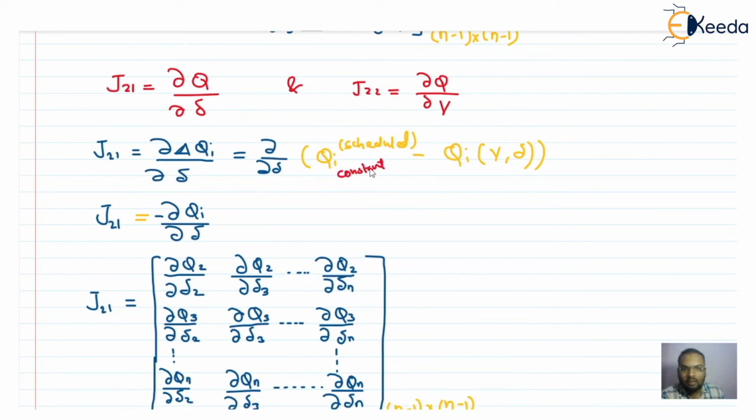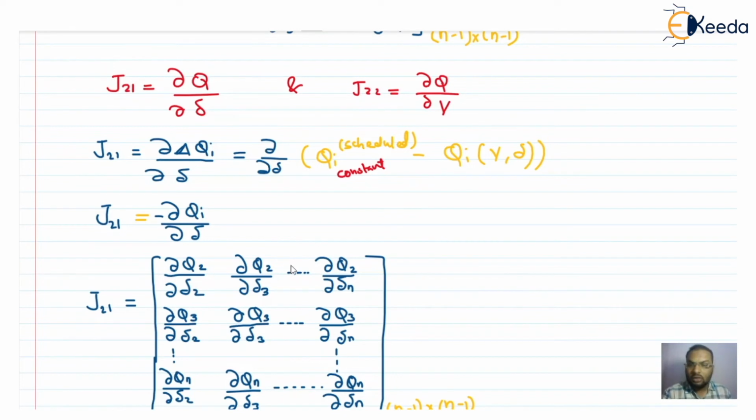The differentiation of the constant variable is nothing but 0. So we'll get this minus partial differentiation of Qi with respect to phase angle. So again, we are getting a negative. That is why the minus sign, once I have taken the common, and the minus sign which was there outside the Jacobian matrix, it is now getting cancelled.